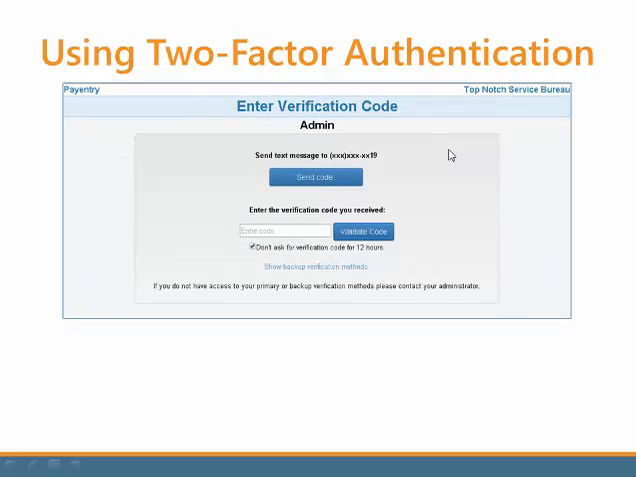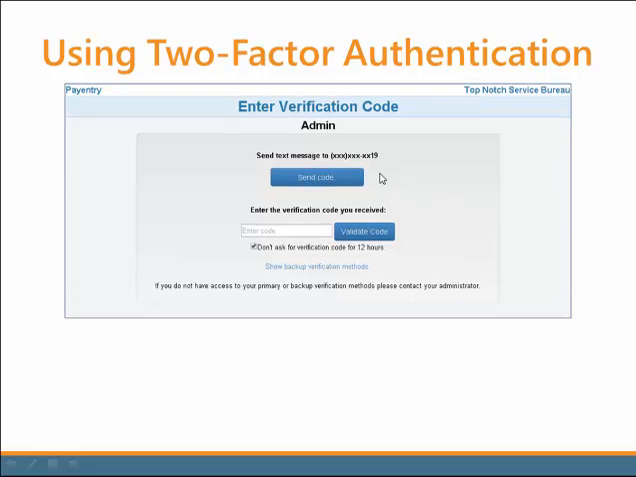Once your two-factor authentication is set up, each time you sign in, it will take you through your steps. If you chose, for example, a text message as your primary method, you can prompt the system to send a code to you. It will send you a text message with the code that you will type in and click Validate Code. If you check the box that says Don't ask for verification code for 12 hours, then for the next 12-hour period, it will allow you to sign in without doing the verification.